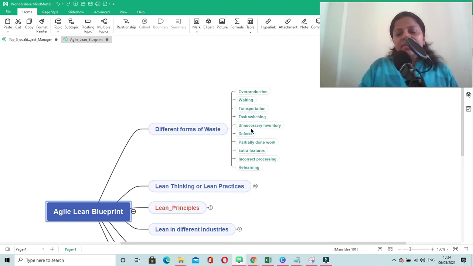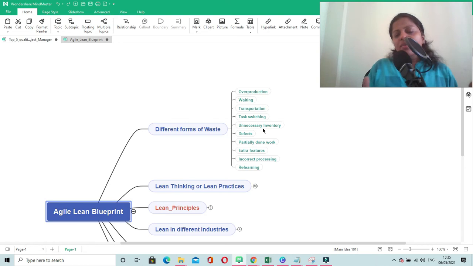The next form of waste is unnecessary inventory. This also mainly applies to the manufacturing industry, wherein you should not accumulate more and more inventory and you should follow the just in time principle. That means you should have minimum inventory, and whenever required you should order more inventory and not accumulate or store it. That is also a form of waste.